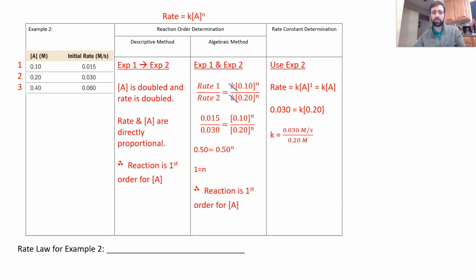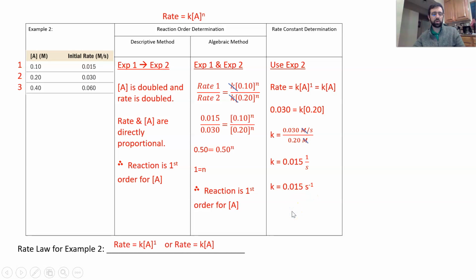Now I'm going to divide 0.030 molar per second, and I'm just plugging in units because we need to also know our units. Molars per second over 0.20 molar. Got to plug in those units. And then we're going to cancel out whatever we can. I can cancel out the molarity, and now I've got inverse seconds. 0.03 over 0.2 is 0.015, and it's 1 over seconds. Or you could write this as inverse seconds, s to the negative 1.